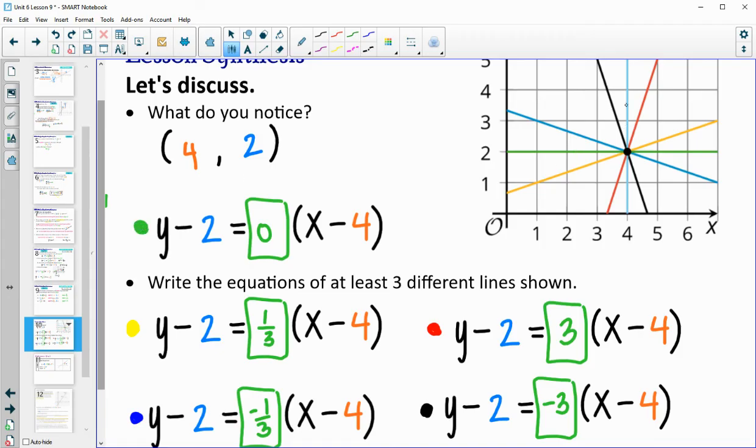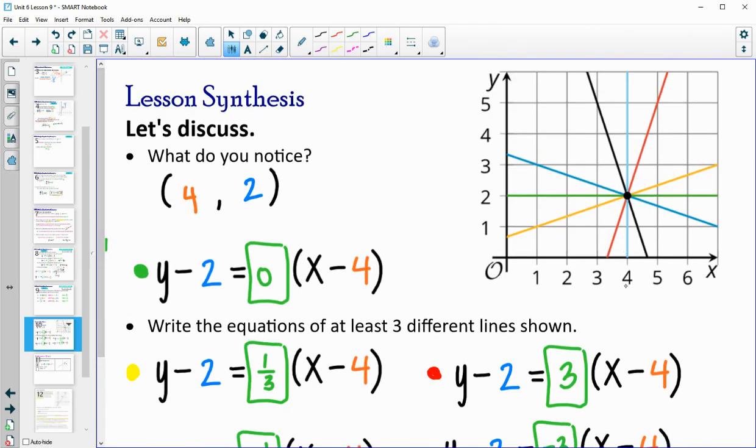And then this light blue line is different because the slope is undefined. A vertical line, the slope is undefined. So this one just has an x value. So x equals 4 would be the line for that one since the slope is undefined. It's a bit different.